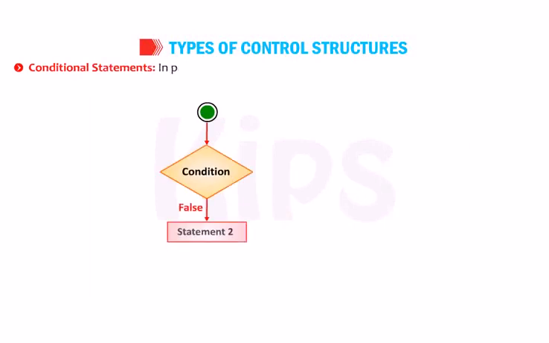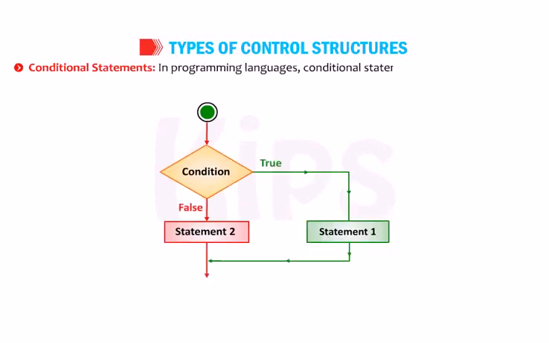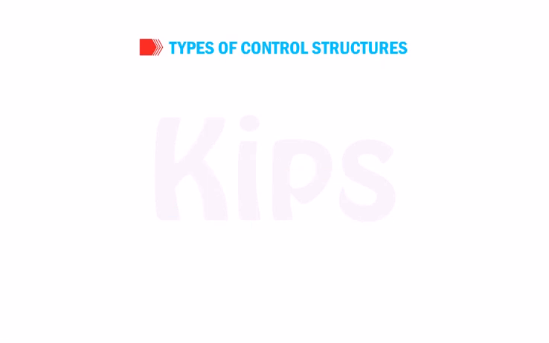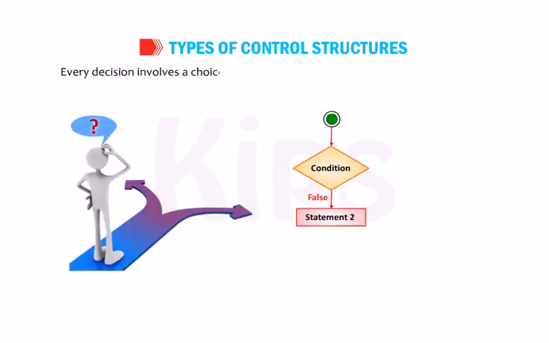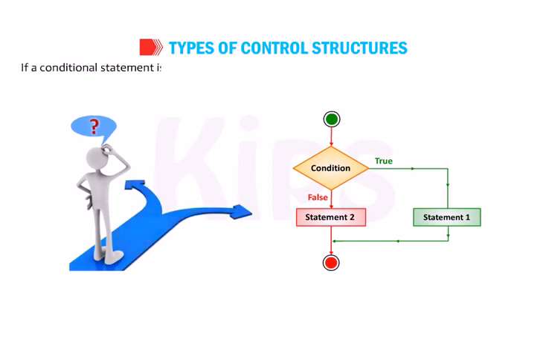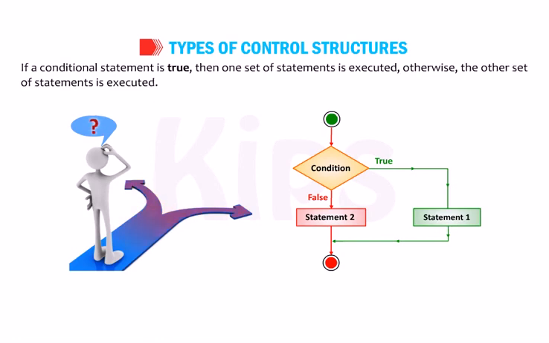Conditional statements. In programming languages, conditional statements cause the program control to transfer to a specific location, depending on the outcome of the conditional expression. Every decision involves a choice between the two alternatives, yes and no result. If a conditional statement is true, then one set of statements is executed. Otherwise, the other set of statements is executed.